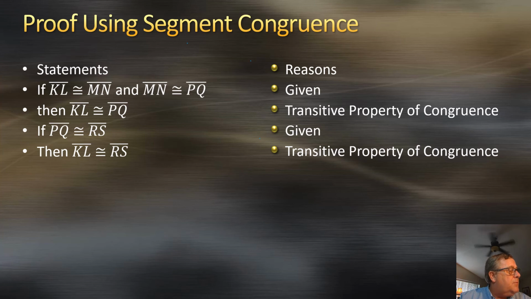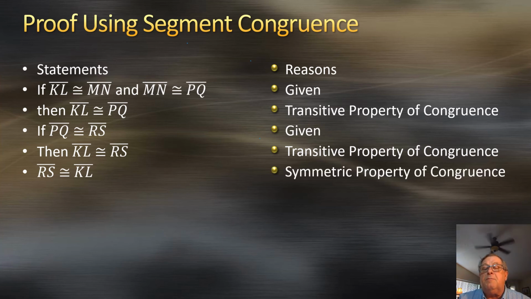And what were we asked to prove? We were asked to prove that RS is equal to KL. We're getting pretty close. So then we can say that RS is congruent to KL. And what do we use there? We just flip that around. If A equals B, then B equals A. That's the symmetric property of congruence. And then, therefore, RS is equal to KL. I think that's what we were supposed to prove.